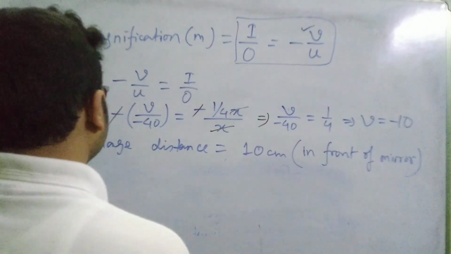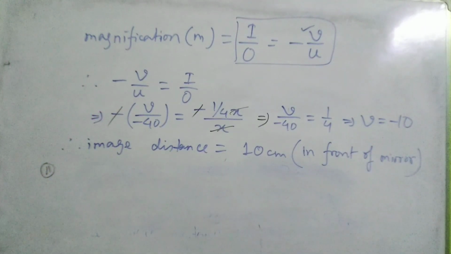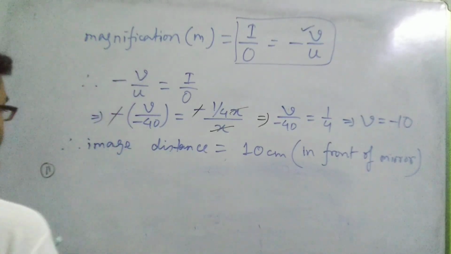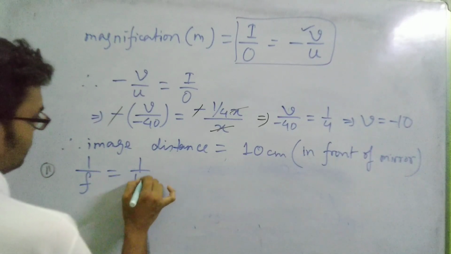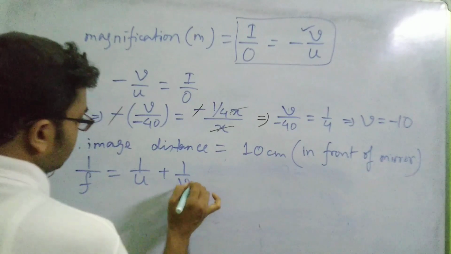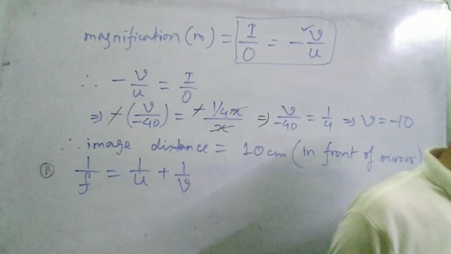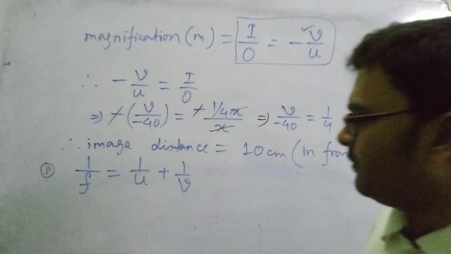Fine. Now the second part of the solution. It says that you have to find the focal length. Now it's easy. We know that there is a formula relating the focal length, image distance and object distance. What is the formula? It's 1 by f is equal to 1 by u plus 1 by v. This is the formula that relates the focal length, object distance and image distance. No derivation is required, just memorize the formula. 1 by f equals 1 by u plus 1 by v.